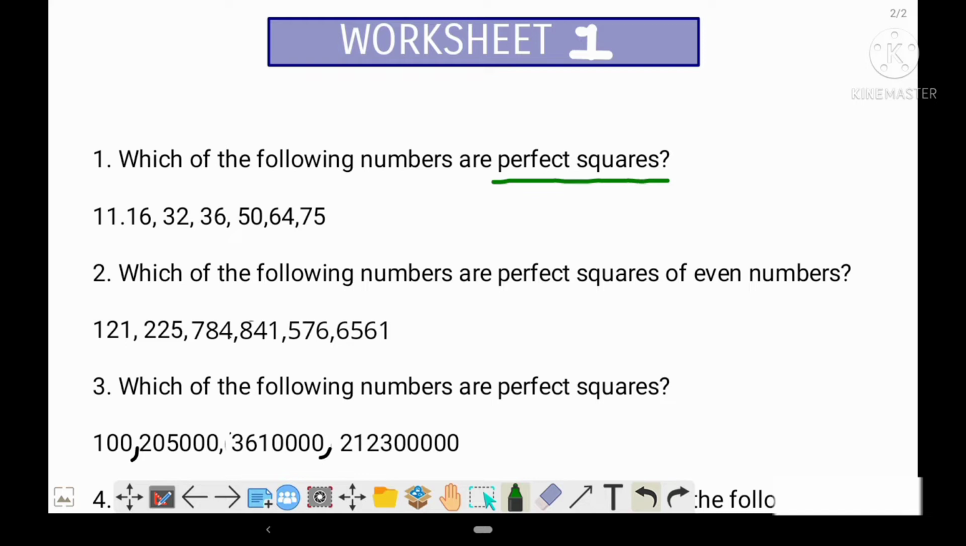So let's start. The question was, which of the following numbers are perfect squares? The first number is 11.